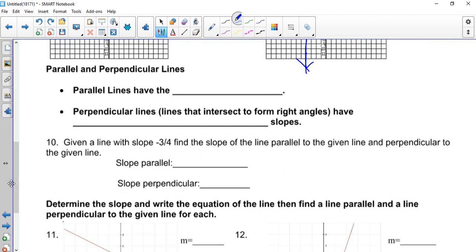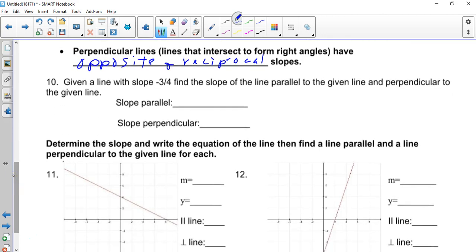Okay, parallel lines have the same slope. Exactly the same. They'll never touch. Perpendicular lines means they cross at right angles and have two things going on. Opposite, so one's positive, one's negative, and reciprocal slopes. So, number 10, given a line with a slope of negative 3/4, a parallel line is going to be the same. Perpendicular is going to be opposite, so positive, and flip it, 4/3.